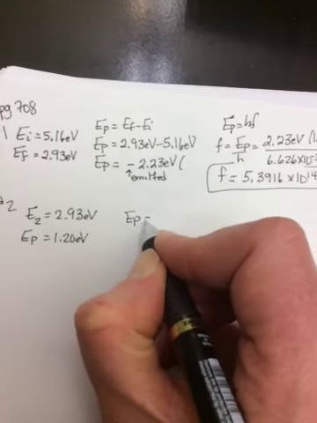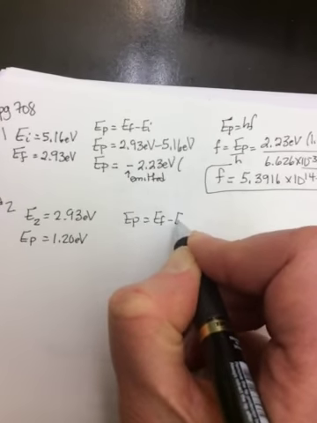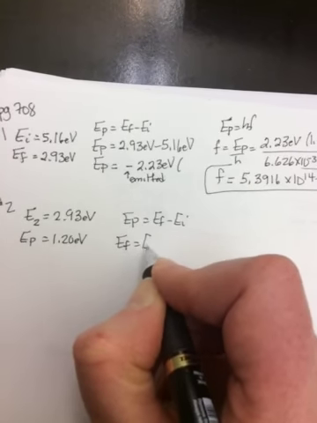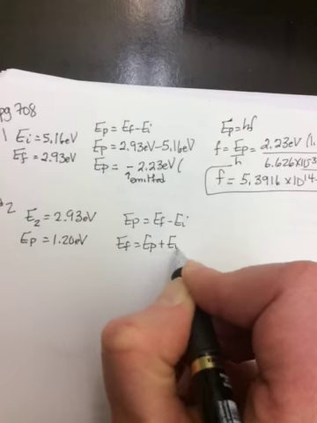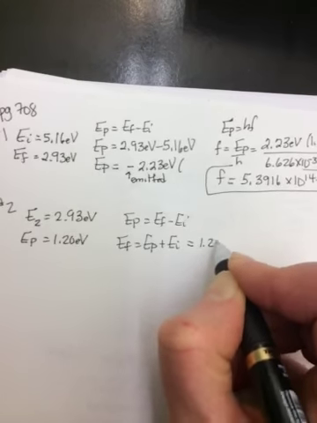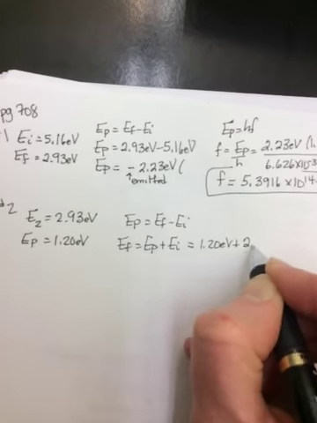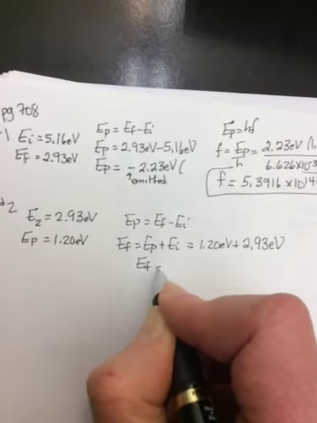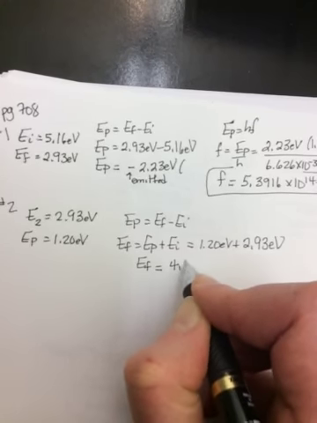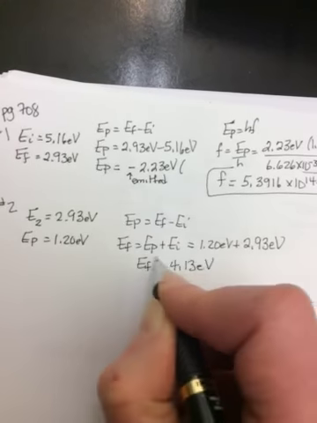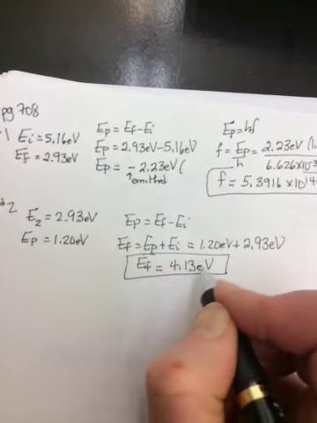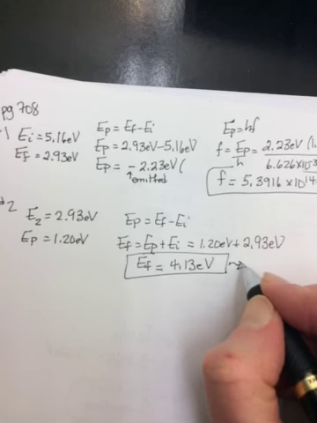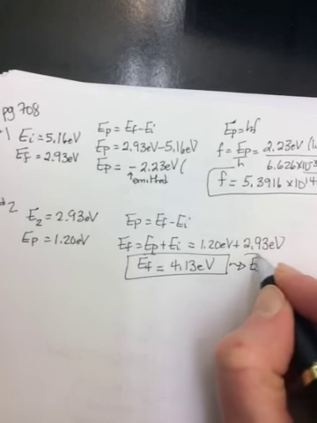So EP is equal to EF minus EI, and we're looking for EF. So EF is going to be equal to EP plus EI. So 1.2 electron volts plus 2.93 electron volts, and you end up getting an energy level of 4.13 electron volts. But the question actually wants to know what level is that, so now you need to look at the diagram and you'll see that it's E3.